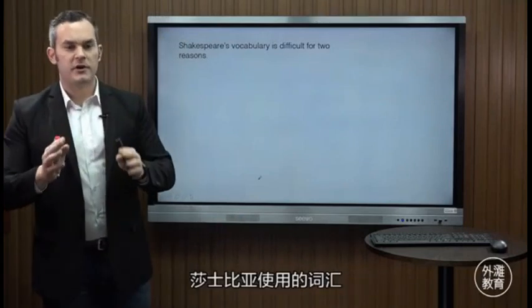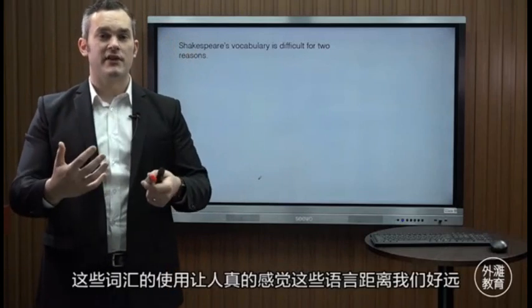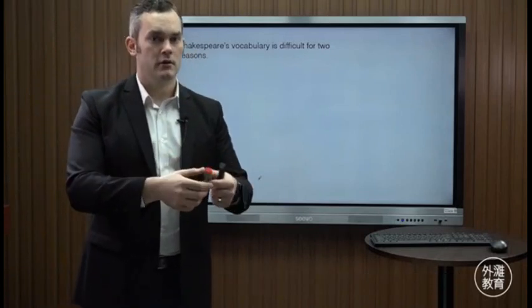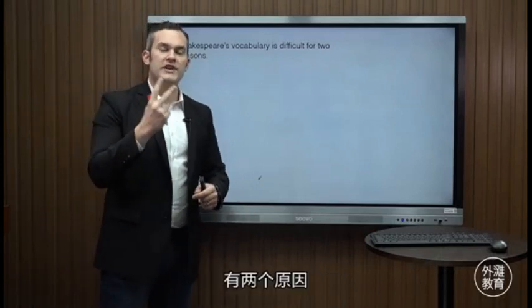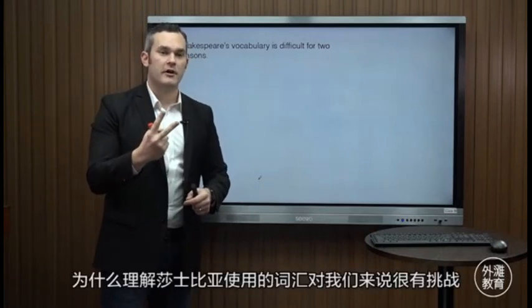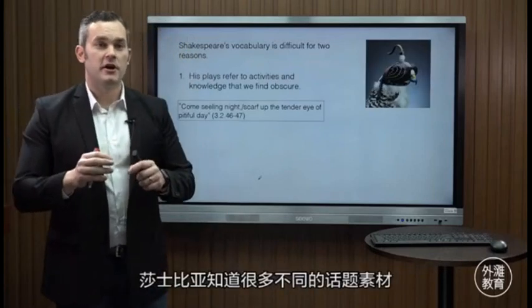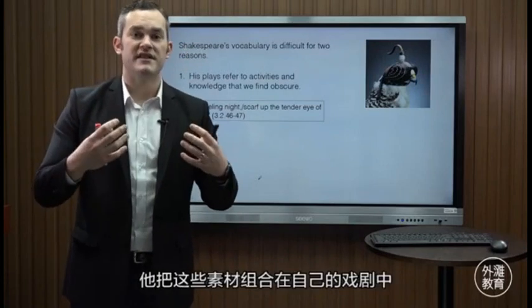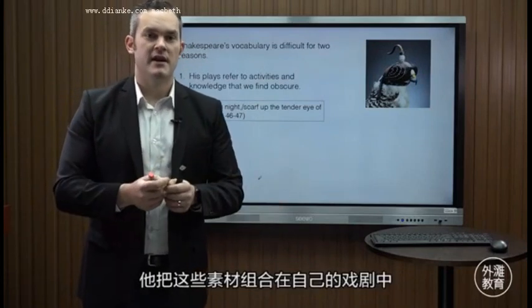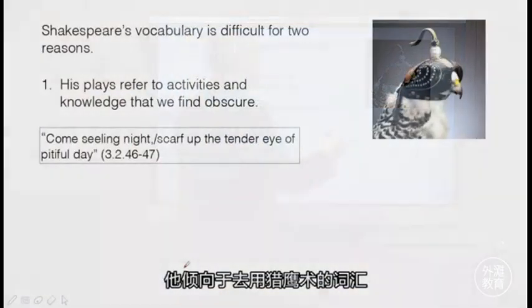Now, where Shakespeare's vocabulary gets difficult is perhaps more of a chief challenge for us. Shakespearean vocabulary is what students first notice as really making the language seem foreign. But it's important for us to know that there are really two reasons why Shakespeare's vocabulary is challenging. Reason number one is because Shakespeare knew about a lot of different topics, and he incorporated all of these topics into his plays. An example of a topic that he tends to write about is falconry.